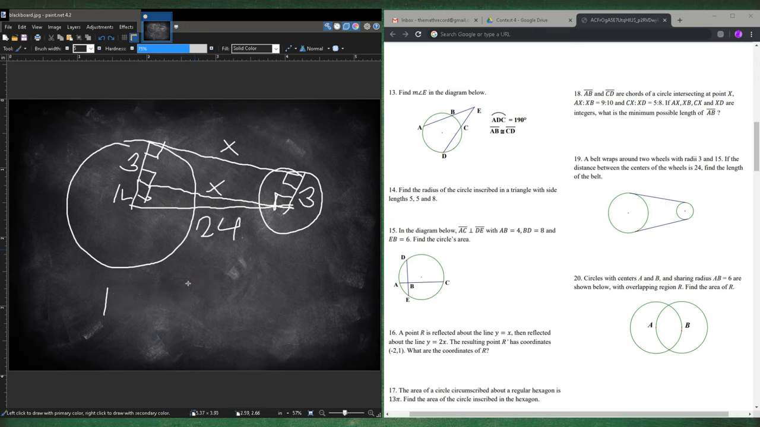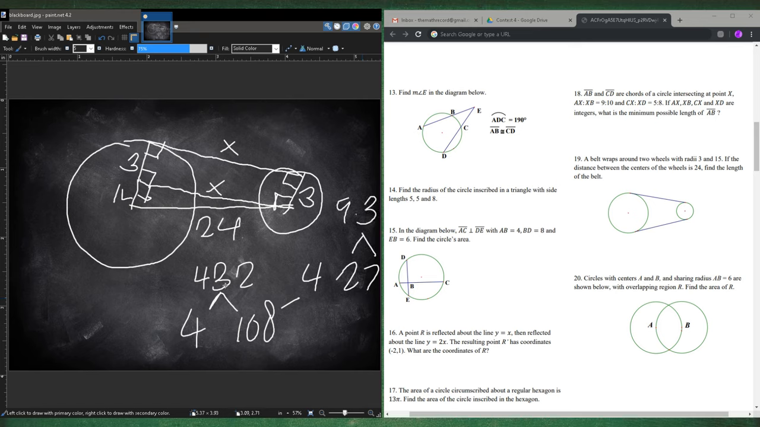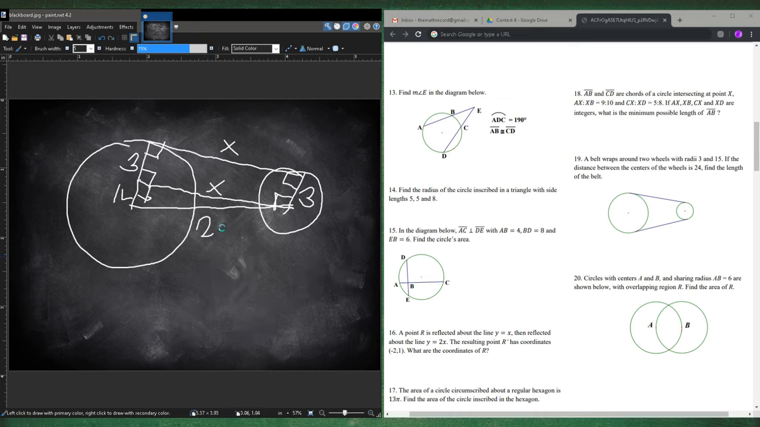So let's factor 432. 432 is 4 times 108. It could go to 4 again, and that's 27. And this could go to 9 and 3. Okay, so it's 4 times 3, which is 12, so 12 square root 3. So x is equal to 12 square root 3.